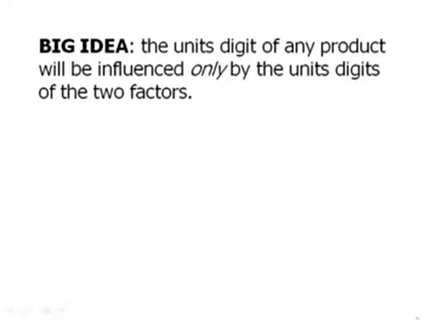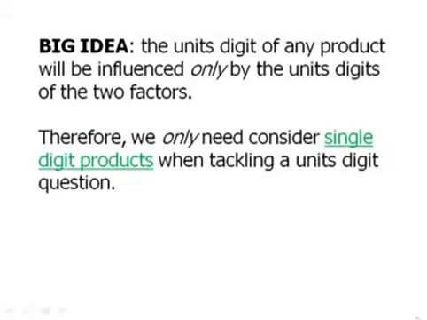Here's the big mathematical idea. The units digit of any product will be influenced only by the units digits of the two factors. Therefore, we only need to consider single-digit products when tackling a units digit question. Now, this is a profound idea, and it takes some time to sink in. Let's think about this for a second.